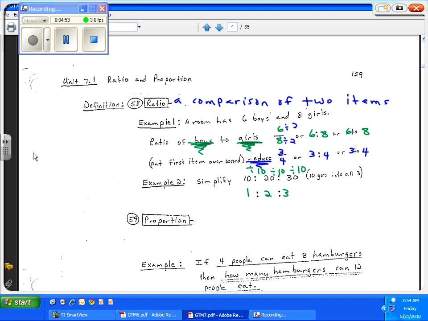So a ratio is a comparison of two items. Whatever is said first goes first. You cannot have a decimal in a ratio, and each ratio must be simplified by dividing each member of the ratio by their greatest common factor. Okay?